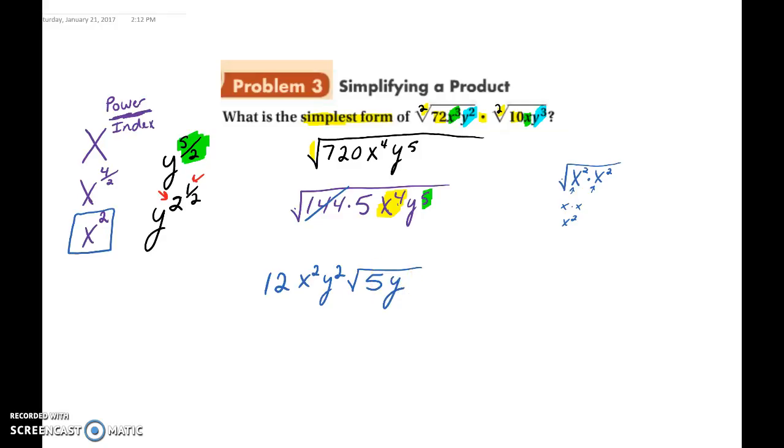So this will be your final answer. Your simplification is 12x squared y squared times square root of 5y. There's a couple different ways you can go about doing this. You can simplify first. There's different ways you can simplify your exponents or your variables. It doesn't matter. You'll always come to the same answer. So 12x squared y squared times the square root of 5y. All right, that is the final answer, and that is it for this video.